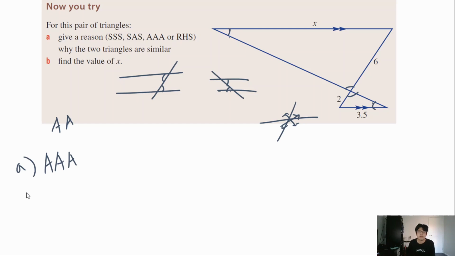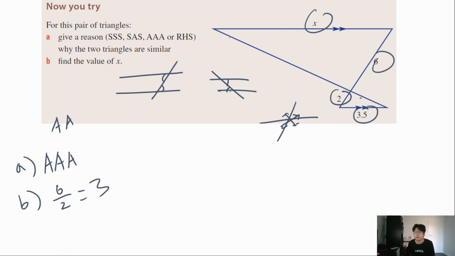Now we need to find the value of X. Let's go to question B. So this is using the ratios of the sides again, because we know that these two triangles are similar now. So our set of corresponding sides, we have 2 and 6. We're trying to find X. I'll use the bigger one on top. So our scale factor is 6 divided by 2, which equals 3. So to find the size of X, we're going to have to multiply 3.5 by 3. And multiplying 3.5 by 3 will give us a value of 10.5. So this will be 10.5 there.